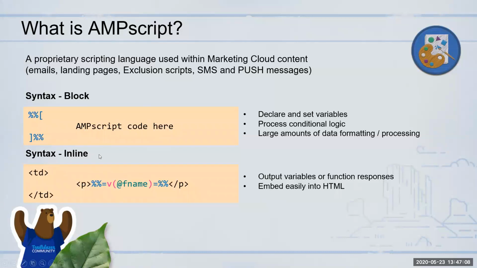At the end of the day, everything inside it is AMP script. Both of them will have the percentage signs. The block will have the block sign, and the inline will have the equal to sign between them. Okay.